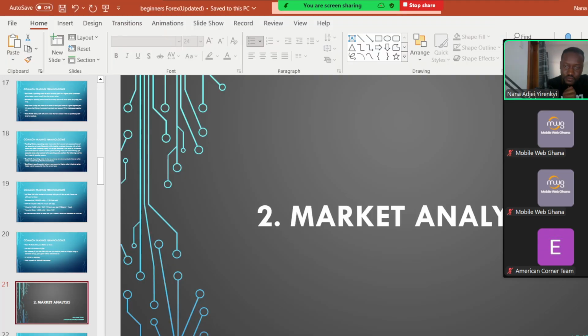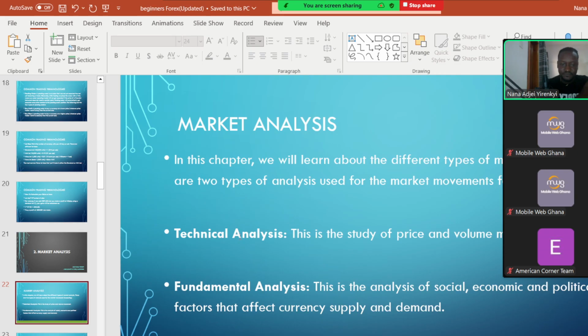We are not going to talk so much about fundamental analysis, because it mostly deals with economic data. Fundamental analysis mainly talks about the analysis of social, economic, and political factors that affect currencies and their supply and demand. With fundamental analysis, you look at certain news events and events that happen in various economies, because you are dealing with currencies of various countries.